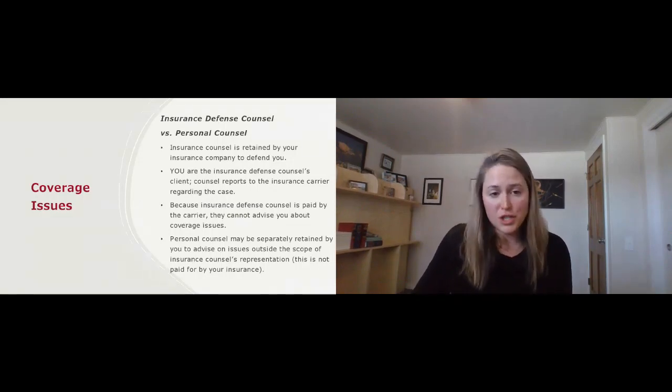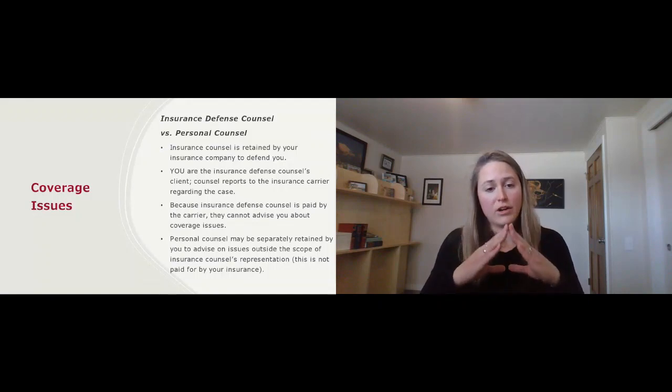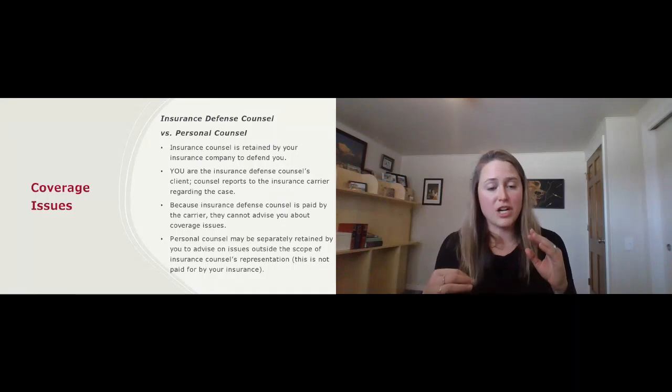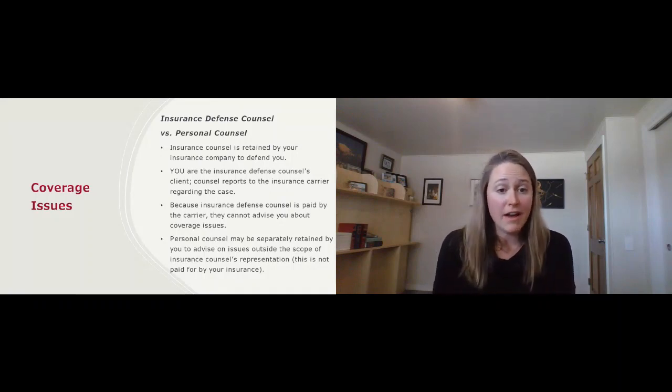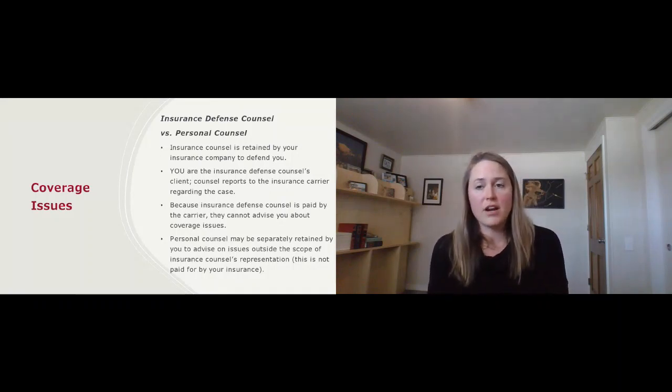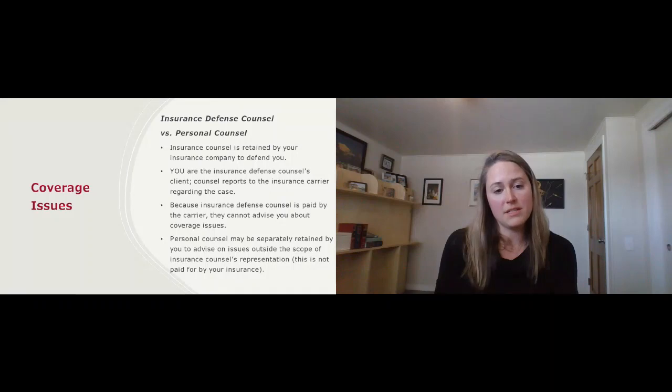And they're reporting to the insurance carrier too. So it's sort of, we call it the tripartite relationship. So you have kind of a triangle, if you can imagine it, where you have the insurance carrier, the client, and then the attorney. And so the attorney is kind of working for both, even though you are, for all intents and purposes, that attorney's client, because the insurance carrier is paying them. If there's ever any issue that comes up where you're sort of adverse to your insurance carrier, that puts that attorney in a conflict of interest position because they're being paid by them.